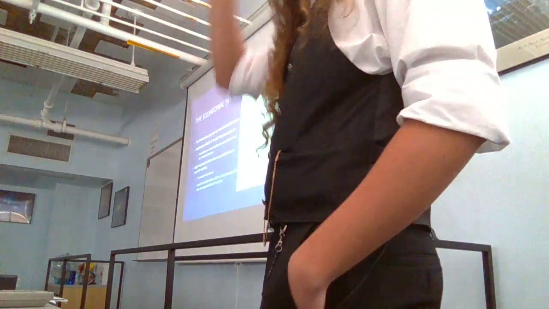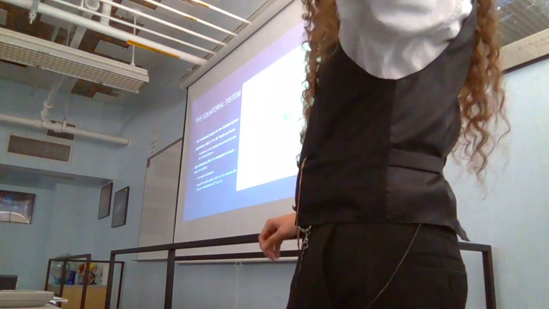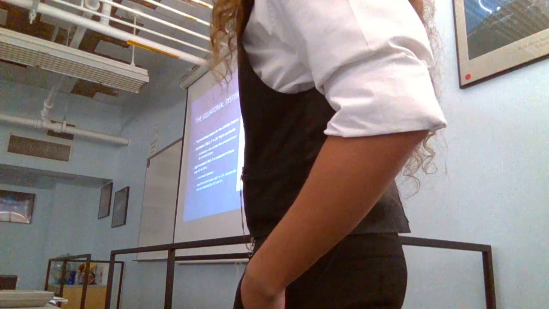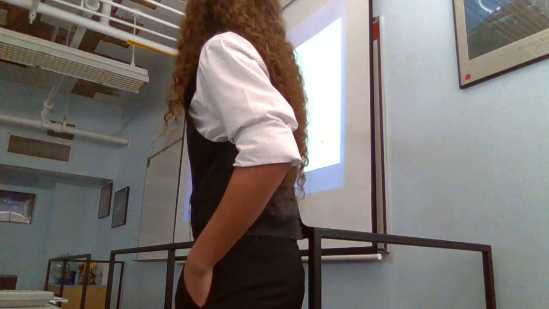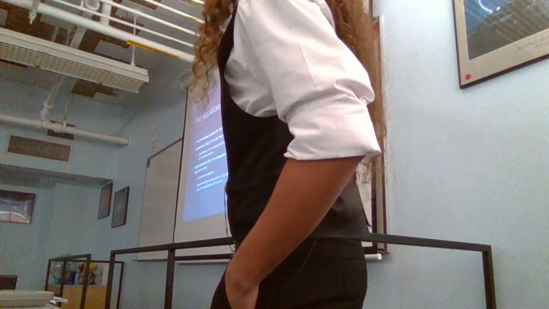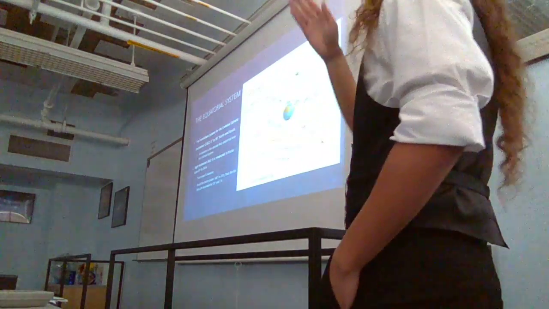So here's the equatorial system in a different light. These are the lines of declination. It's going to be your latitudes, the latitude lines, going from east to west.